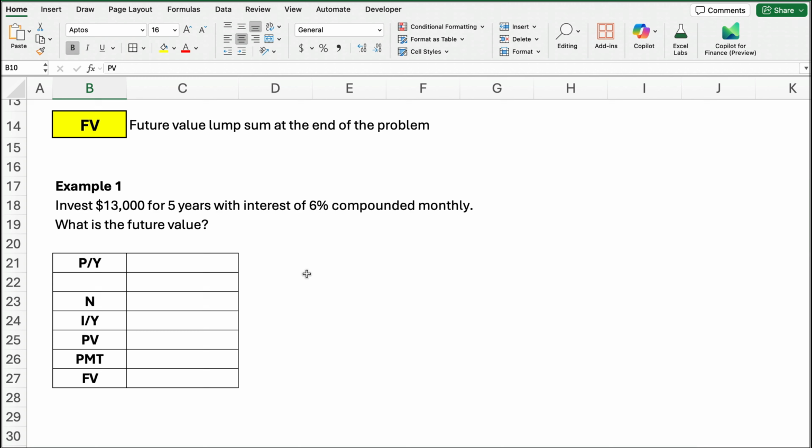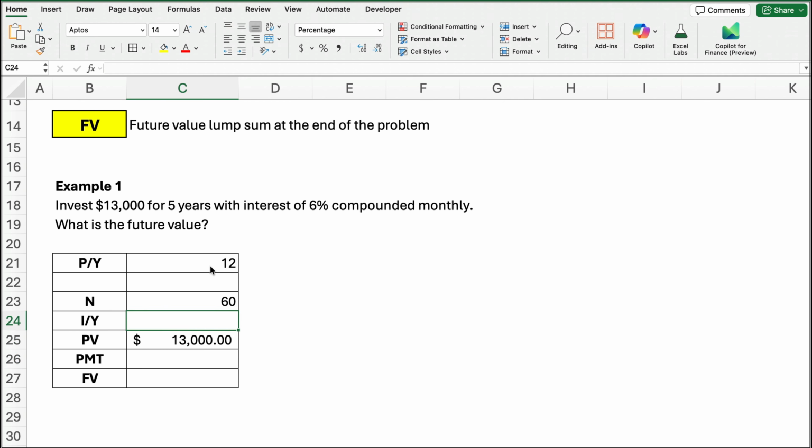The first problem is, let's say we invest $13,000 for a period of 5 years. That interest is going to accrue at 6% compounded monthly. What is the future value? Well, my periods per year is really a setting, so I'm going to put that as, since it's monthly, so that's going to be 12 periods per year, or monthly is the compounding frequency. The number of periods is going to be 5 years times 12 months. That's going to be 60 months. We're going to invest $13,000.